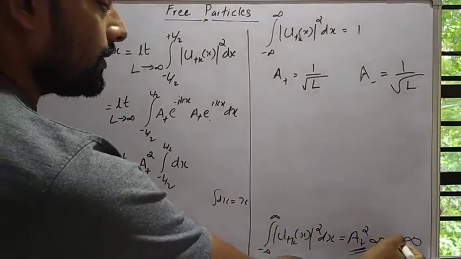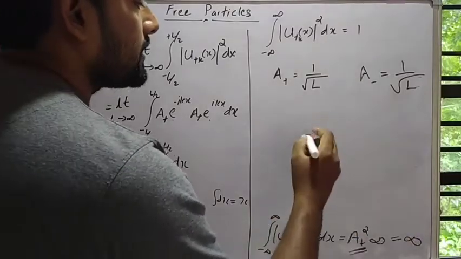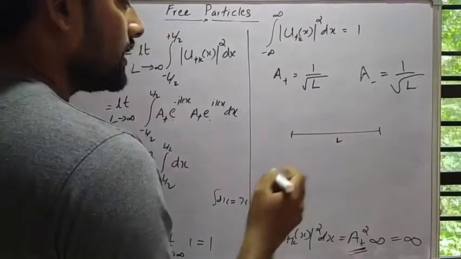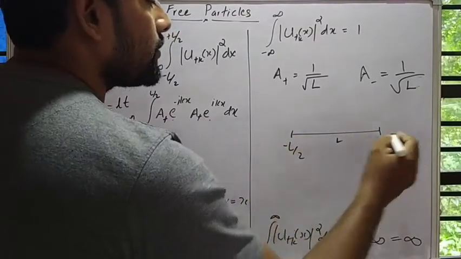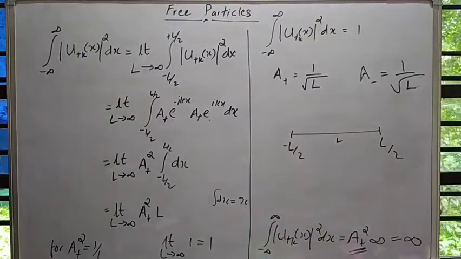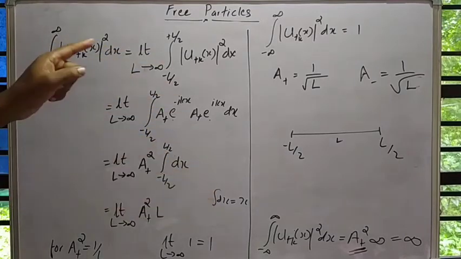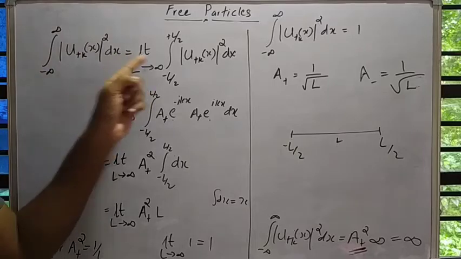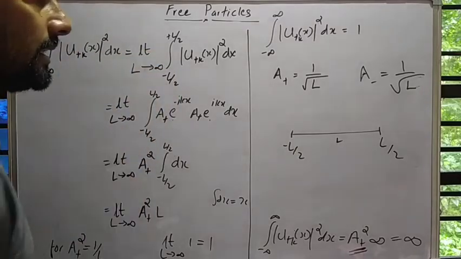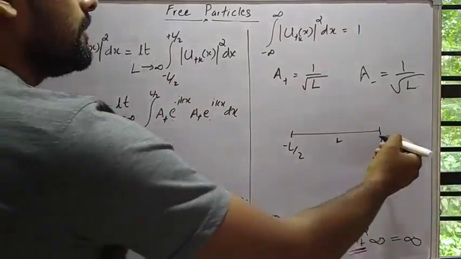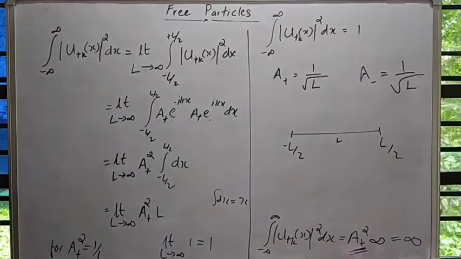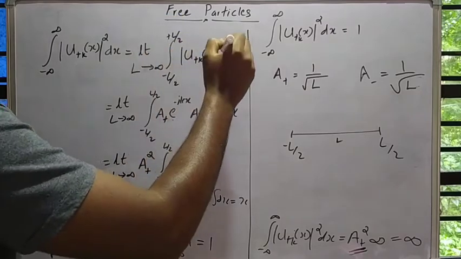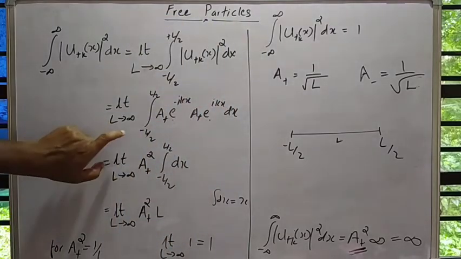To overcome this problem, we are considering the particle in a one-dimensional box of length L. So the limit is from minus L by 2 to plus L by 2, and I am changing the problem in this manner. The integral from minus infinity to infinity of u of x whole square dx is equal to the limit as L tends to infinity. If L tends to infinity, these boundaries will extend to infinity. So the limit as L tends to infinity of the integral from minus L by 2 to plus L by 2 of u of x whole square dx.